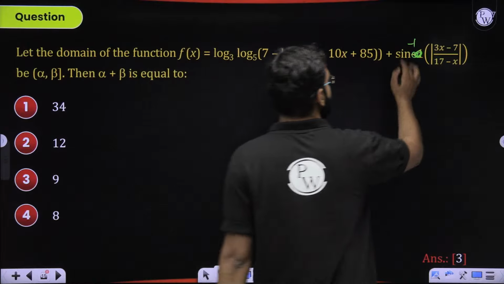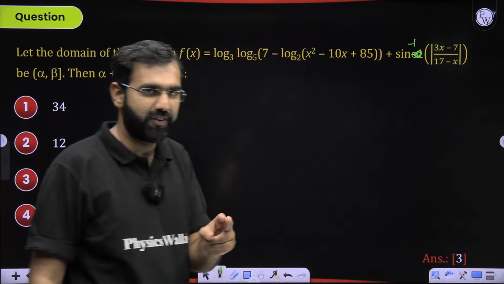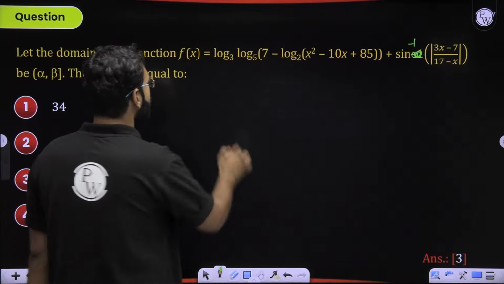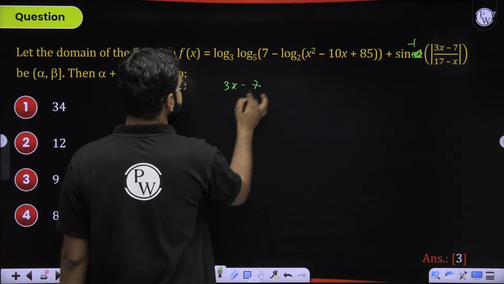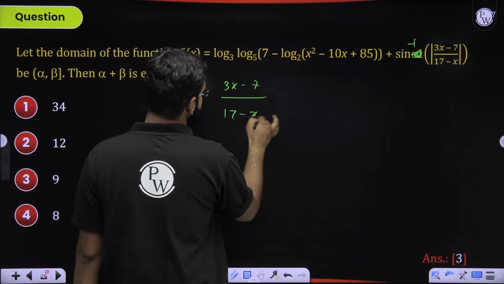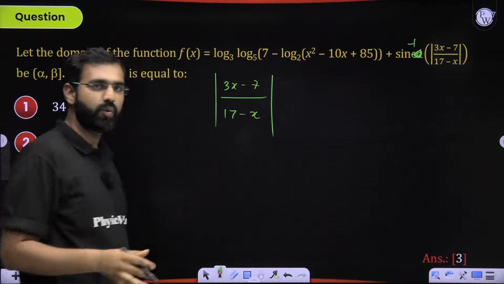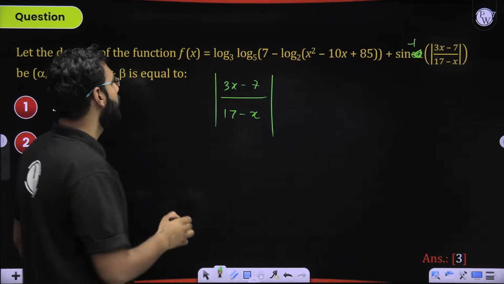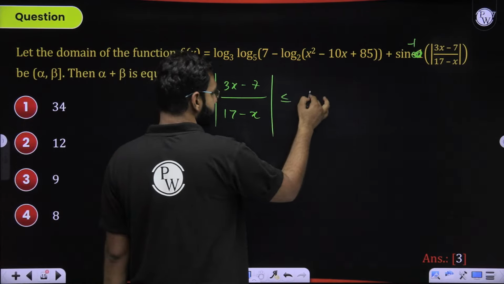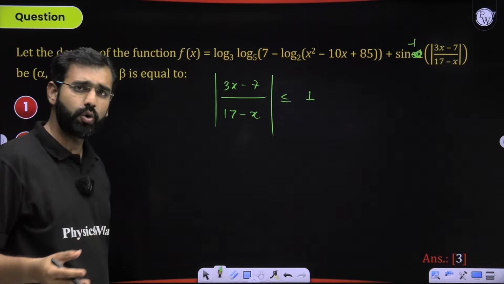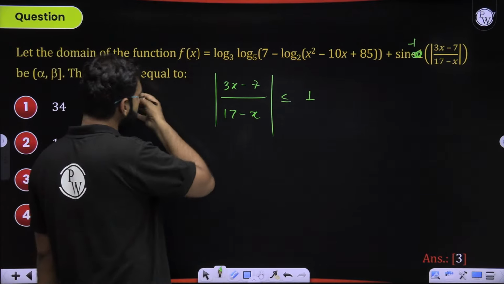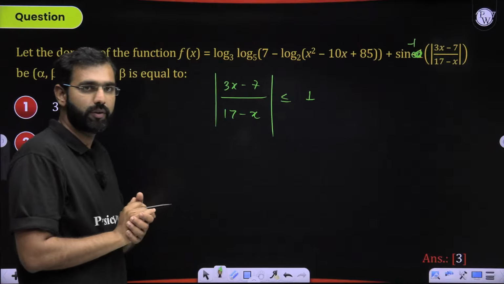If I wish to solve this part, we know that sine inverse is defined for all the values between minus 1 and 1. So this (3x minus 7)/(17 minus x) should lie between minus 1 and 1. But since it is already a mod, this will be from 0 to 1 only. I hope you are getting it very clearly without any confusion. Everybody with me on this?